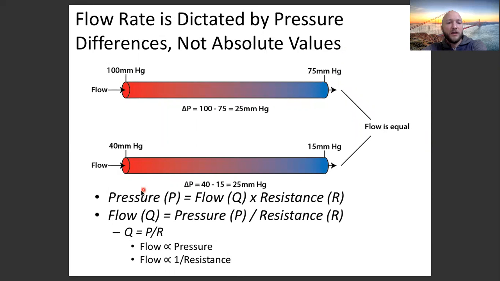So pressure is equal to flow times resistance. You can use some algebra and move some terms around. Flow is equal to pressure divided by resistance.